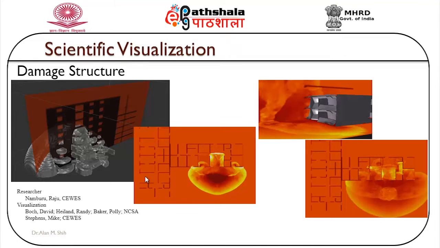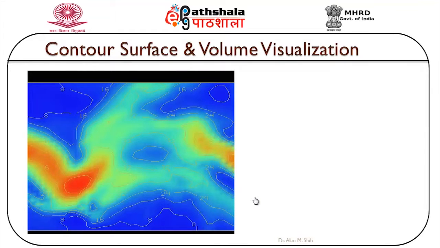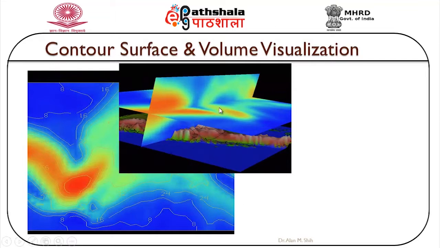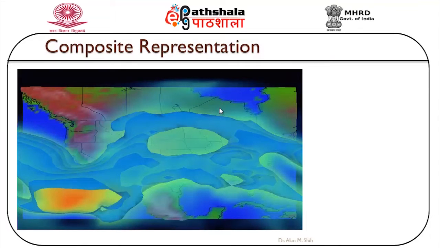Next comes scientific visualization, wherein this is an example to show the damaged structures that are available on the wall. The damages to the structures can be visualized in these forms. So these are examples of damaged structures visualization. This is also an example of damaged structure visualization, which is visualized in the form of an animation. So this is a contour surface, and the second visualization is an example of volume visualization. So these are composite representations of contour surfaces.